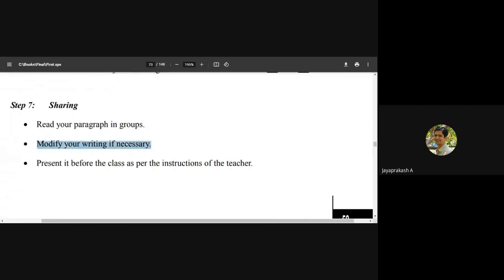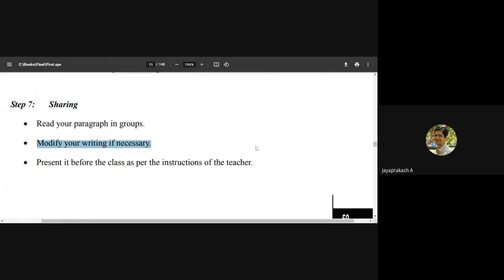We can modify our writing. So what we write is never final. We can always modify it and make it much better. So the benefit is that you can make it better and then present it before the class so that others also benefit from the ideas that you have gathered. So it is always better to share the ideas that we gather, so that by sharing we learn. Learning happens by sharing. Sharing and learning are things that go hand in hand.